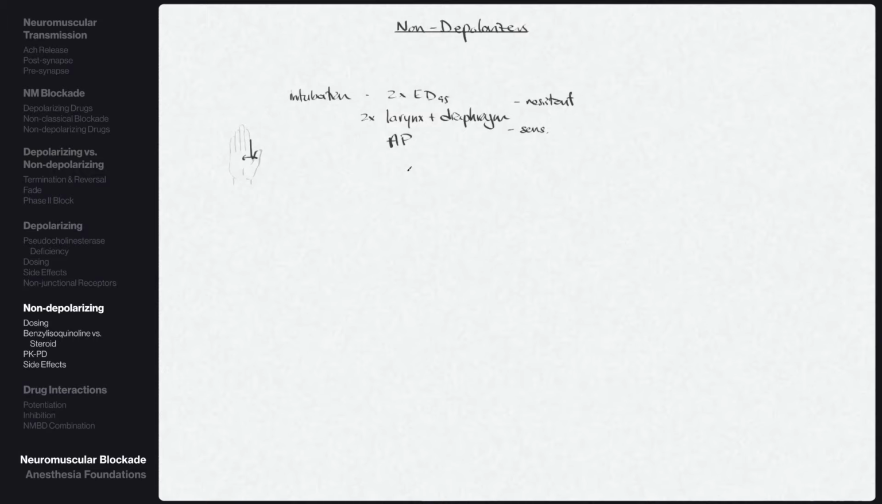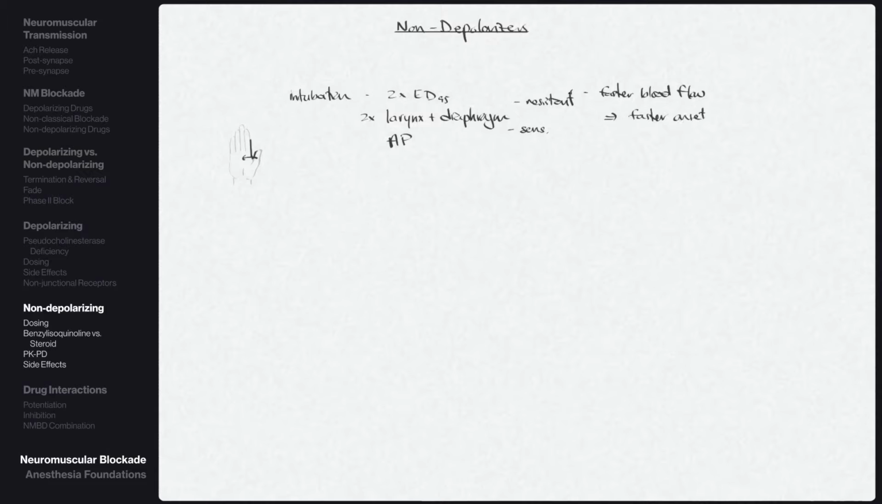The other problem is that we also have blood flow going to different organs at different speeds. And so even though you might think that the larynx and diaphragm might have a slower onset because they're more resistant to our neuromuscular blocker, they also have faster blood flow because it's a more central organ compared to our adductor pollicis, which is in our extremities. And so because of this, we actually may notice a faster onset at our larynx and diaphragm, even though they're more resistant.